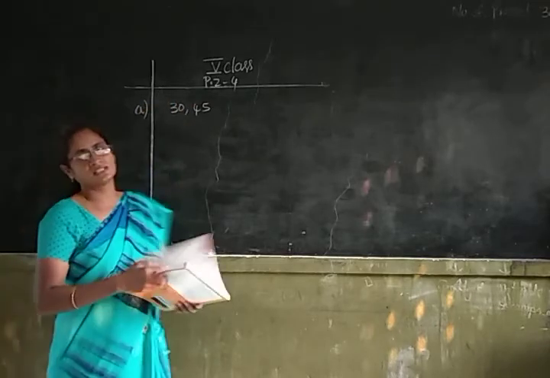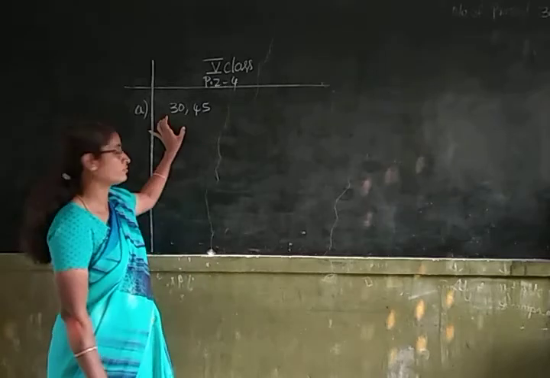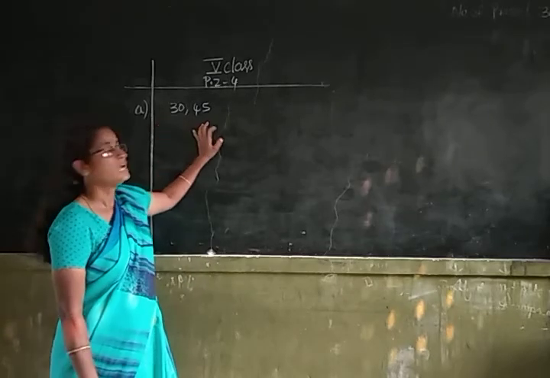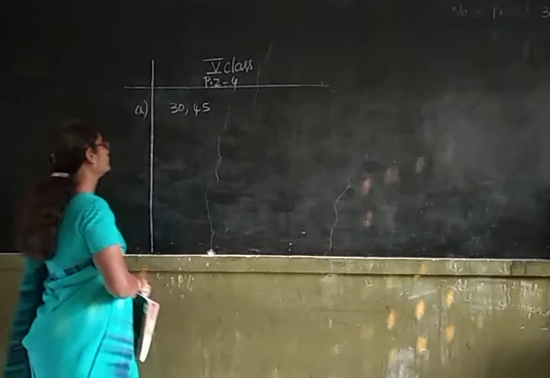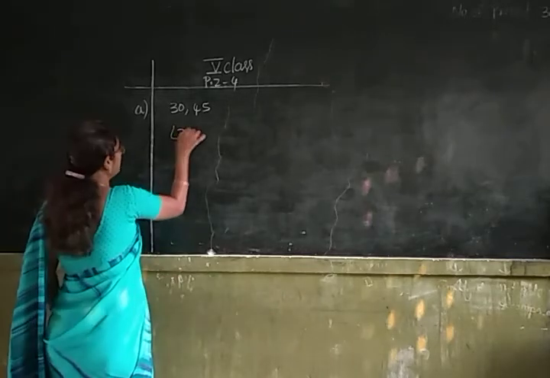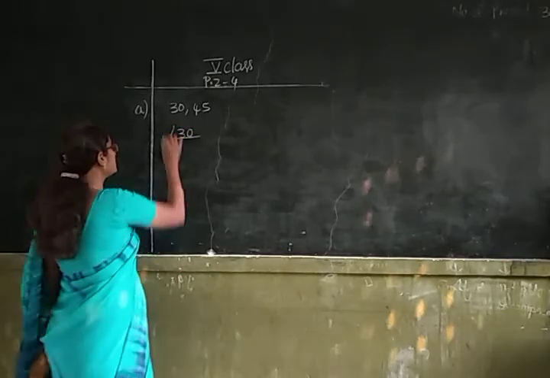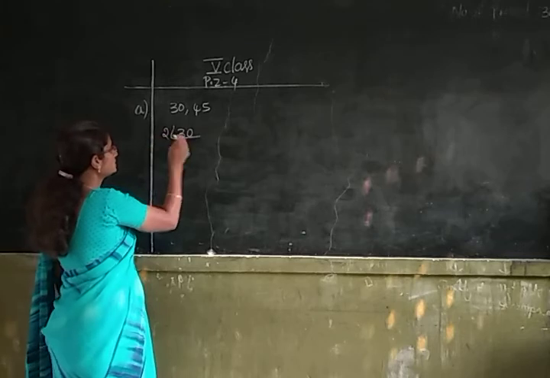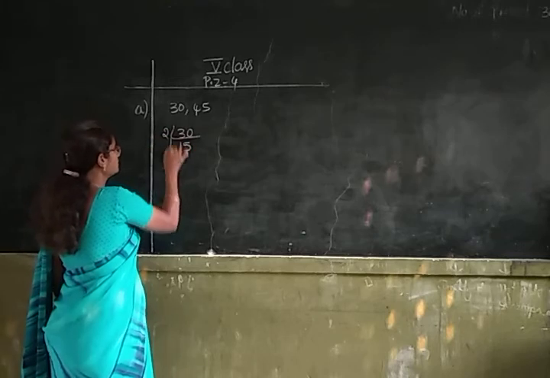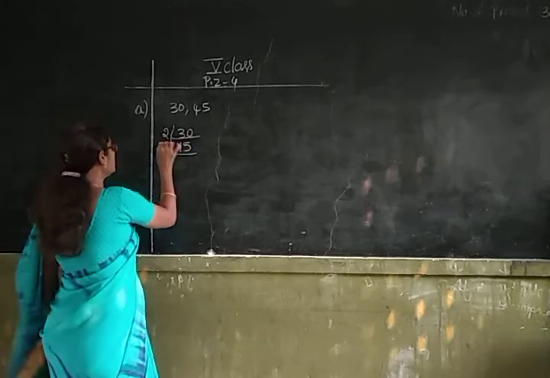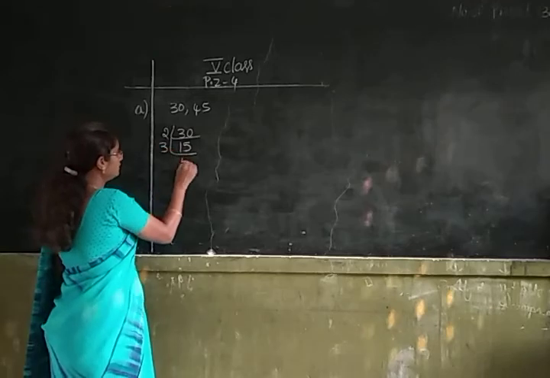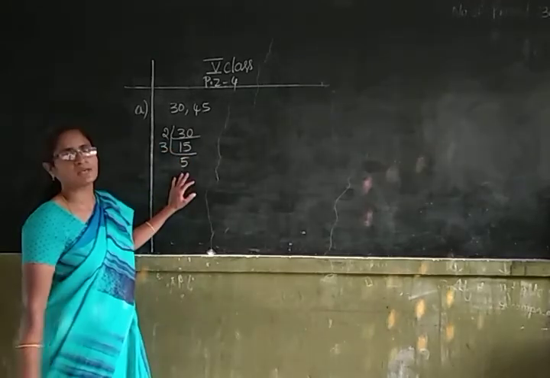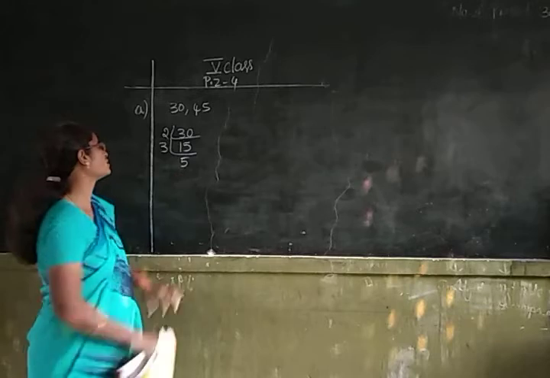For finding out the LCM by prime factorization, first we have to find out the prime factors of 30 and the prime factors of 45. First let us find out the prime factors of 30. 30 is in the 2 table. 2 goes in 30 15 times. 15 is in the 3 table. 3 goes in 15 5 times. 5 is a prime number. So we have to stop the prime factorization of 30.